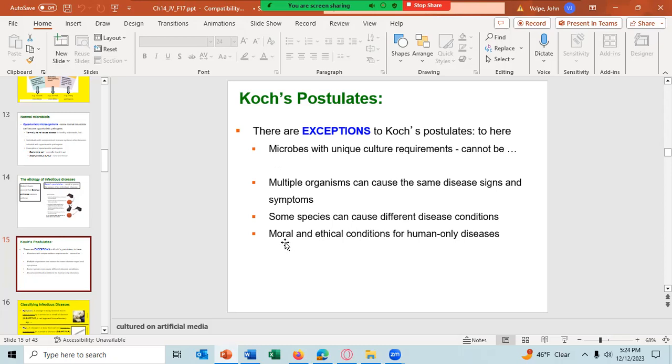And then there are moral and ethical conditions for human-only diseases, like nobody's ever injected HIV into patients to determine that HIV causes AIDS. What you do is use massive epidemiological studies and then follow these patients over time to serve the same function as Koch's postulates, meaning to show which organism is causing a disease.